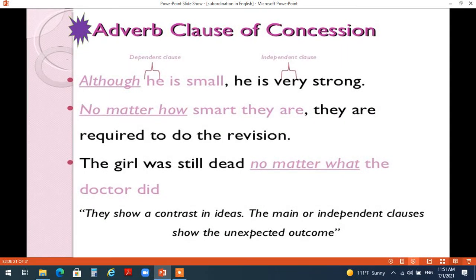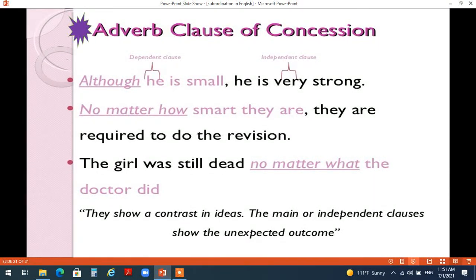Adverbial clauses of concession. Now, although he is small, he is very strong. Although is one of the subordinators which are used in a special kind of adverbial clauses which are called adverbial clauses of concession. Although he is small, this is the adverbial clause of concession, and he is very strong, this will be the independent clause. نلاحظ دائما when we have a clause of concession لدينا نتيجة مخالفة لما كان متوقع.